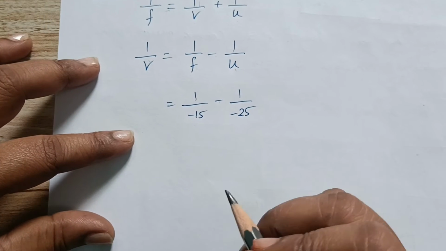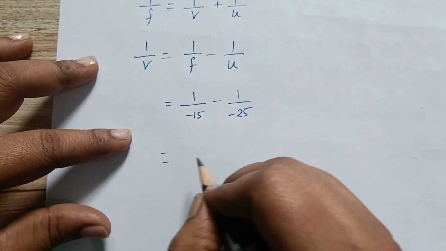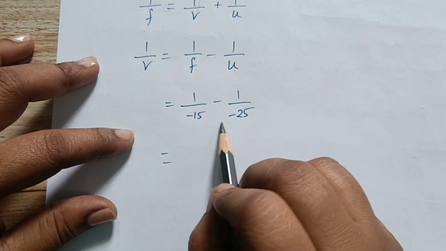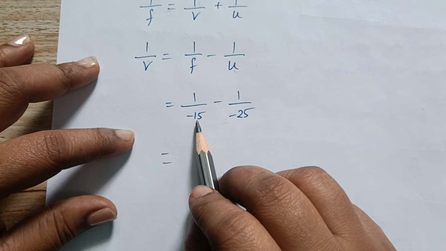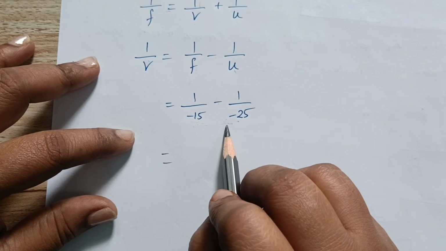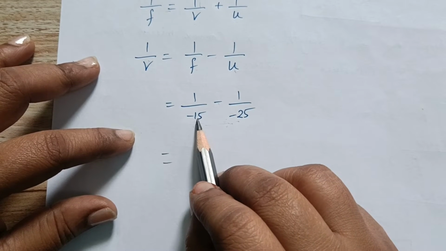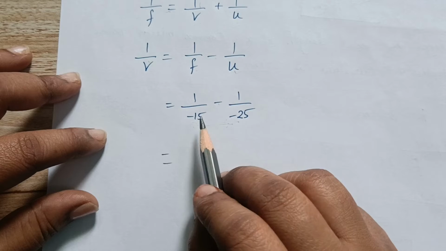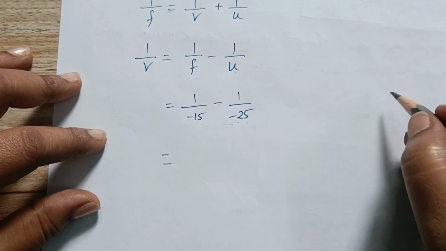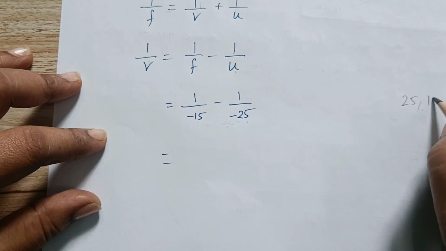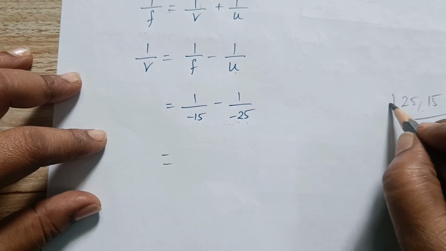So how to solve this? Since it is a fraction, we cannot subtract directly. So we have to make the denominator a common denominator. For that we have to take the LCM. What is the LCM between 15 and 25?